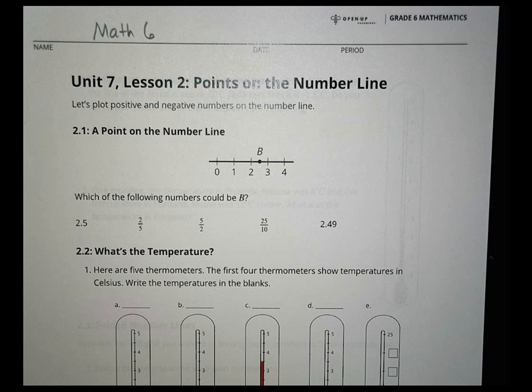Hey, this is Math 6, Unit 7, Lesson 2, Points on the Number Line. We're going to plot some positive and negative numbers today on number lines and see what those things mean.